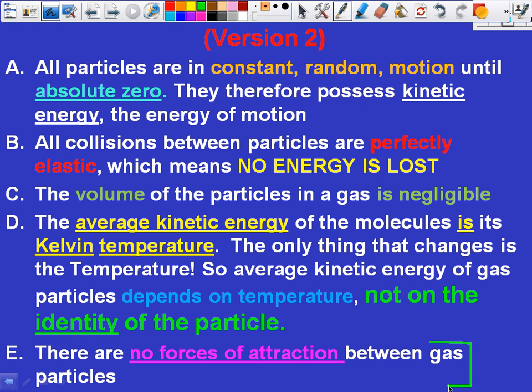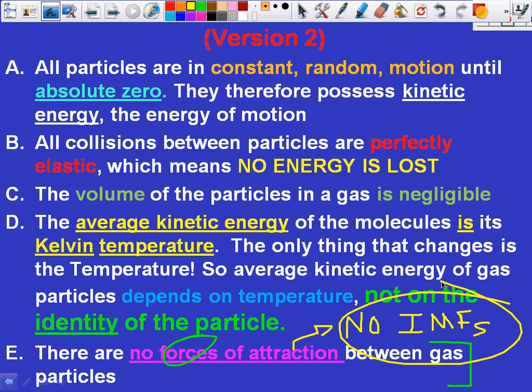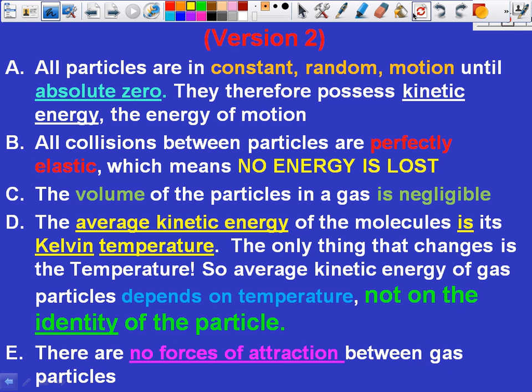There are no forces of attraction between gas molecules. Please put this underneath this. Essentially what this is saying is that no IMFs occur. Well, how big of a lie is that? We know that is one of the biggest lies you could possibly have, because everything has an IMF between it, no matter its structure or anything like that.